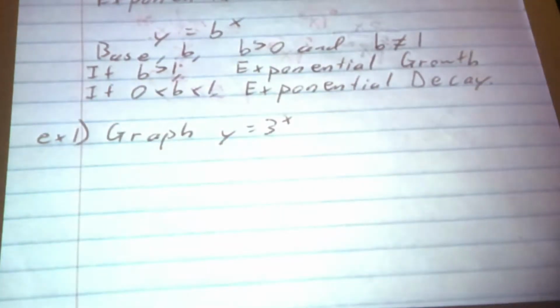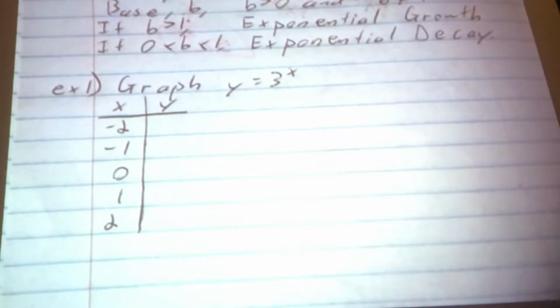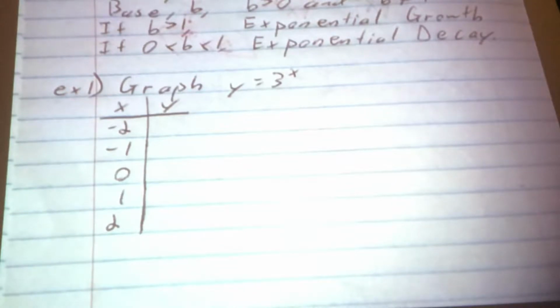So if we graphed y is equal to 3 to the power of x, we use the Fab Five, like -2, -1, 0, 1, and 2. So just by looking at this, is this a growth or decay? Growth, because my b value is greater than 1.